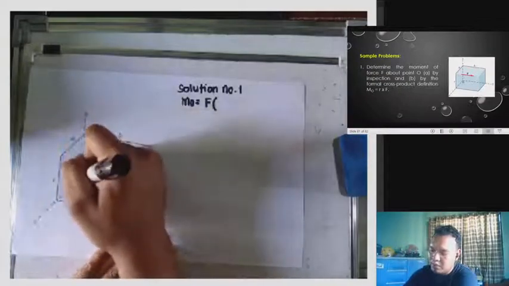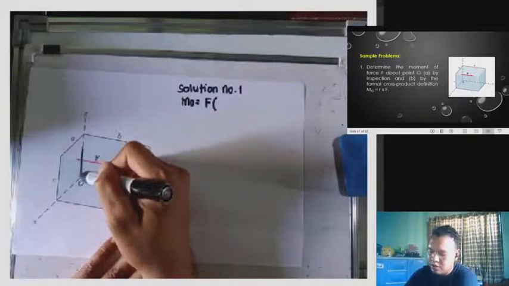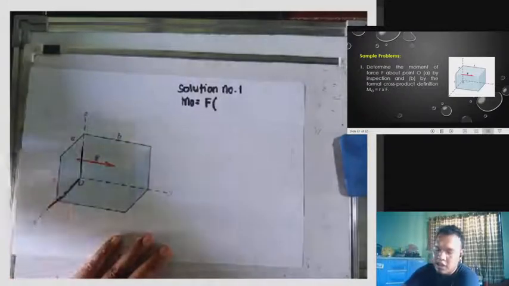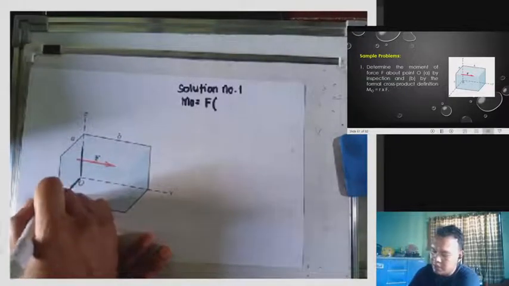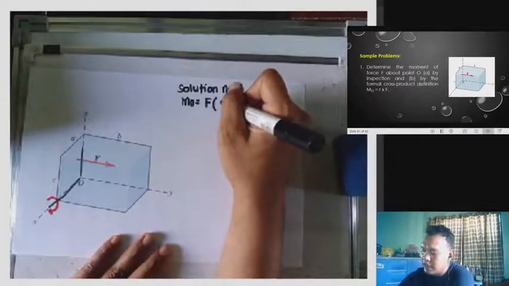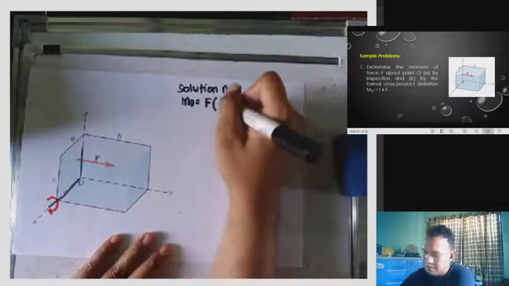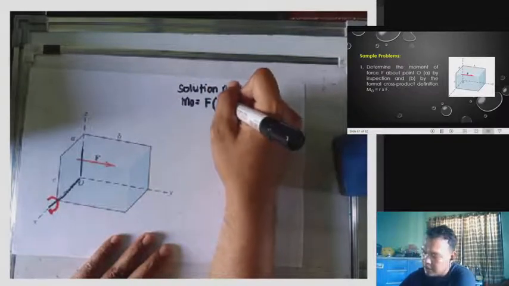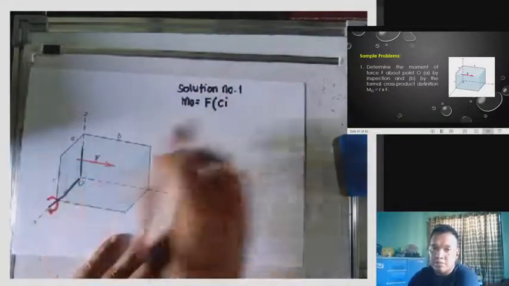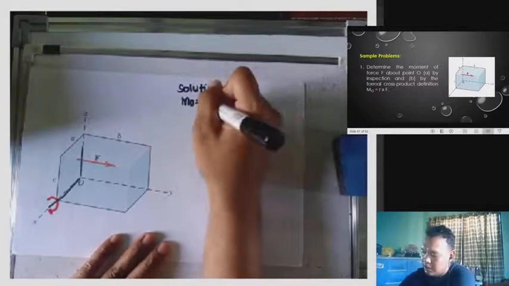Para ako maka-moment dun sa point O, ibig sabihin, kailangan ko mag-moment sa bawat axis niya, no? So, ito, at dito ako mag-moment. Ang galaw nito para dun sa x-axis is pag ganito. So, we have here F times C I. So, clockwise siya kaya negative. Since sa x-axis ka nag-moment, may kasama siya na I, no? Negative.